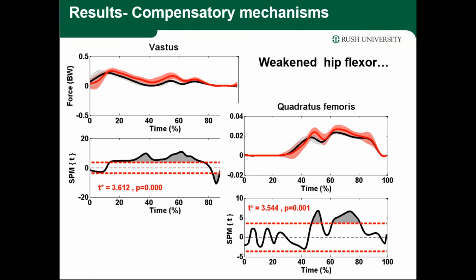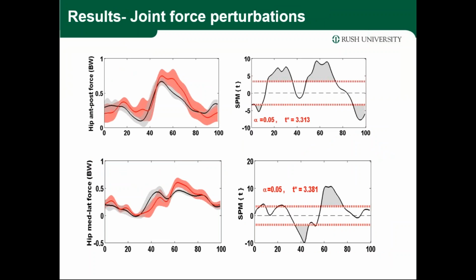So we simulate the weakness in a group of muscles by reducing its maximum isometric force parameter, and then we run the inverse dynamics. We calculate the muscle forces and joint loadings and see how other joints and muscles have reacted to this change in the musculoskeletal system. Here is an example of how the hip force components, anterior-posterior or medial-lateral, have reacted to hip flexor weakness.